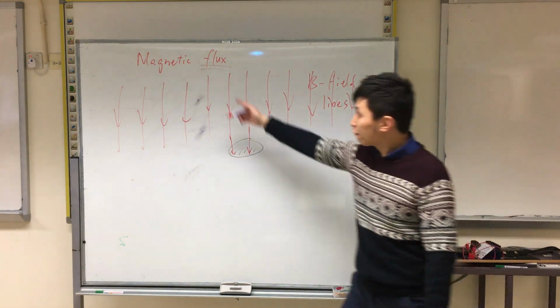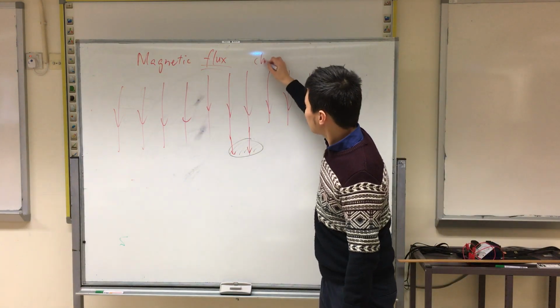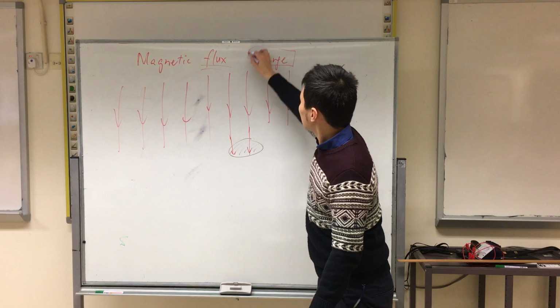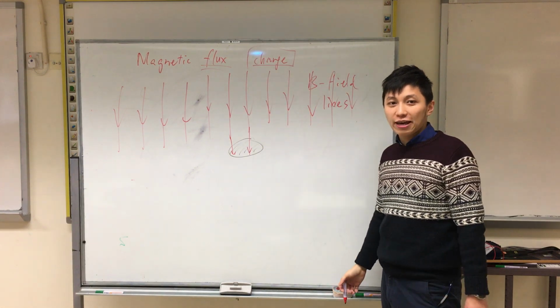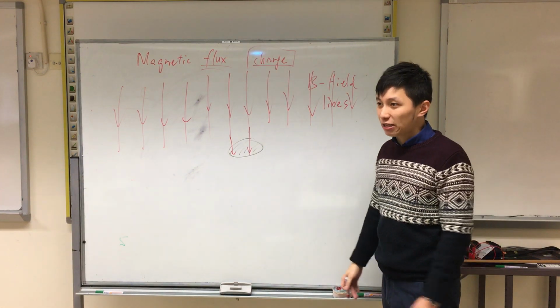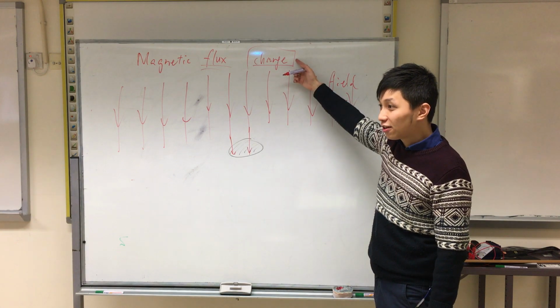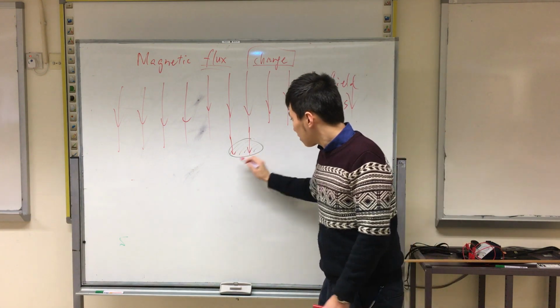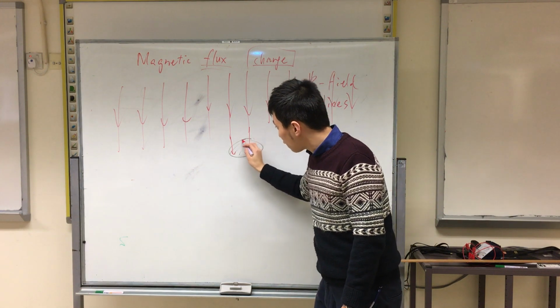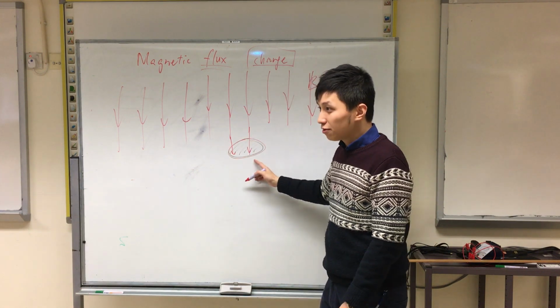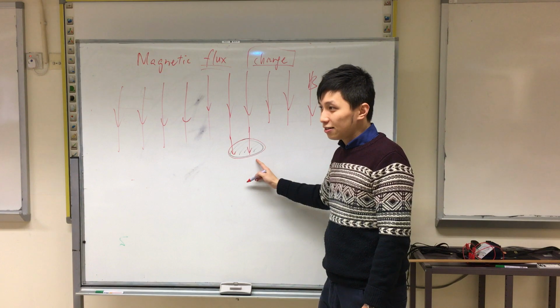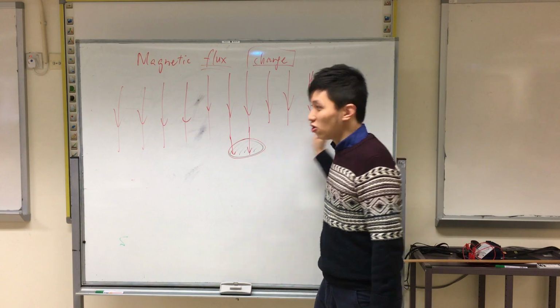So when we say magnetic flux change, then it could be different things. It could be different possibilities. It could be what? If this change is the magnetic field that passes through you in this area, only in this area, but not anywhere.